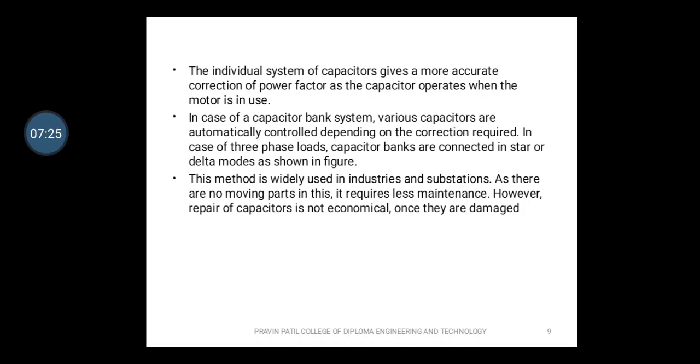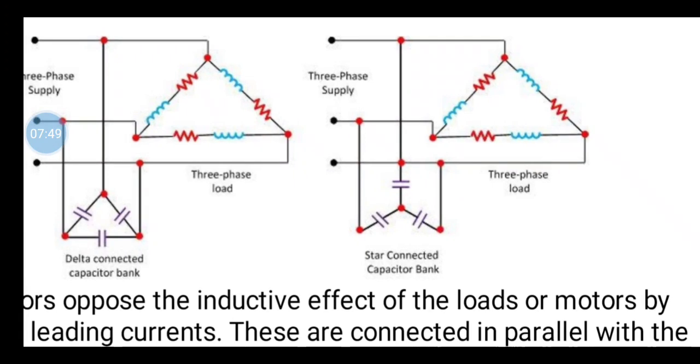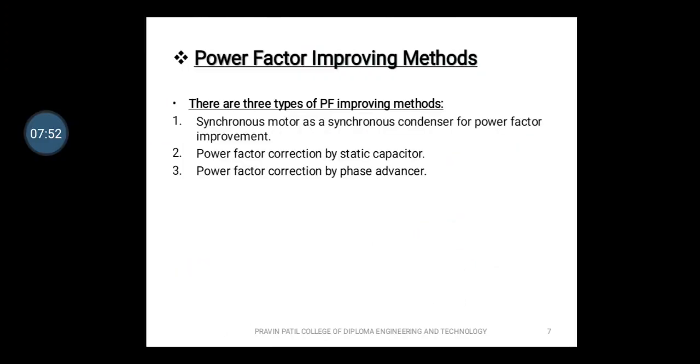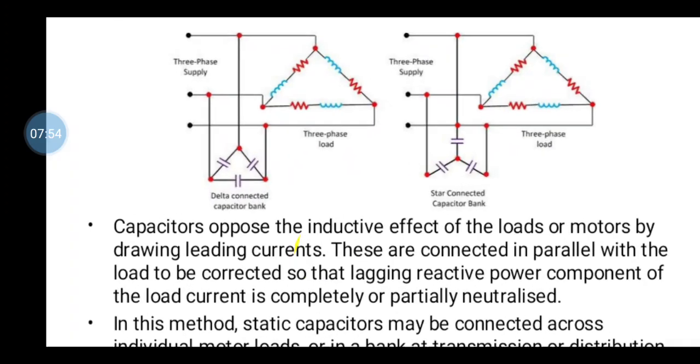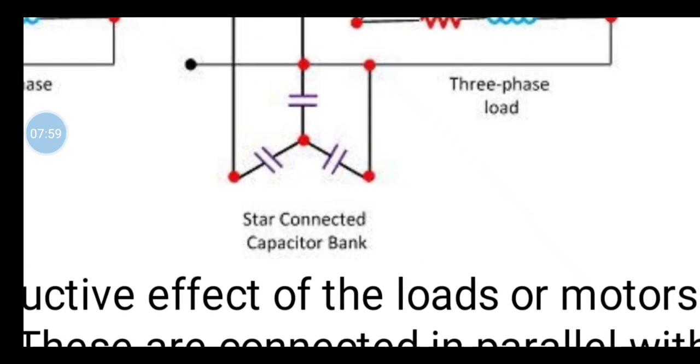In the case of a capacitor bank, a number of capacitors present in one bank are connected across the transmission or distribution system. These various capacitors are automatically controlled depending on the amount of correction required. In the case of a three-phase system, capacitor banks are connected either in delta mode or in star mode.